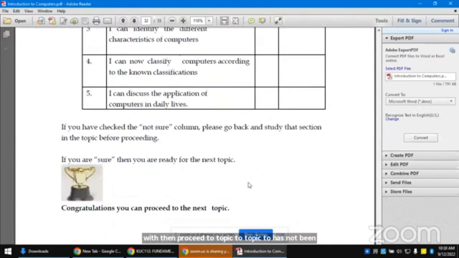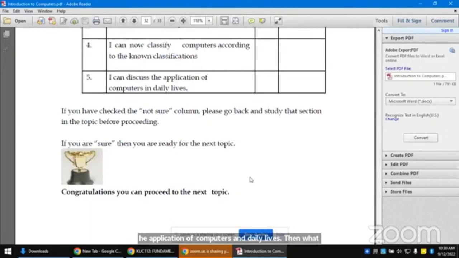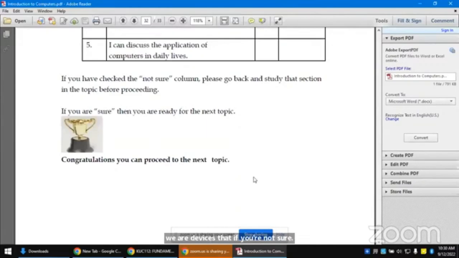If you check and you are not sure, if you cannot define what a computer is, cannot discuss the history, cannot identify the different characteristics of a computer, cannot classify computers according to their known classification, and cannot discuss the application of computers in daily life, then what we advise is that you please go back and study that section in the topic before proceeding.